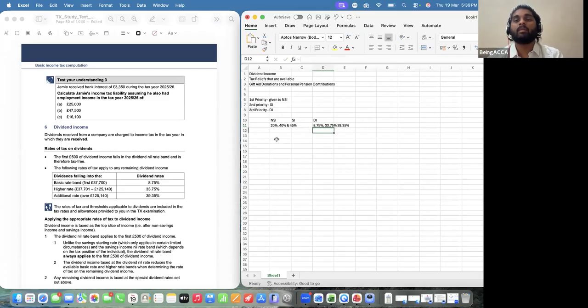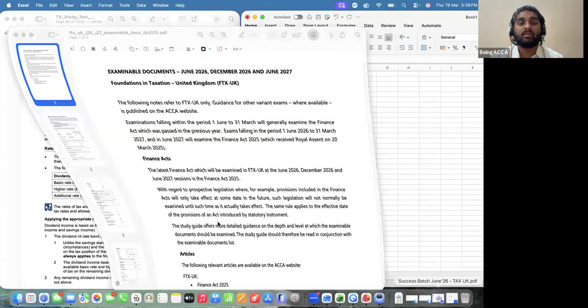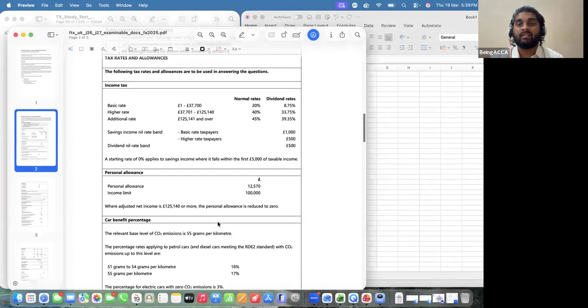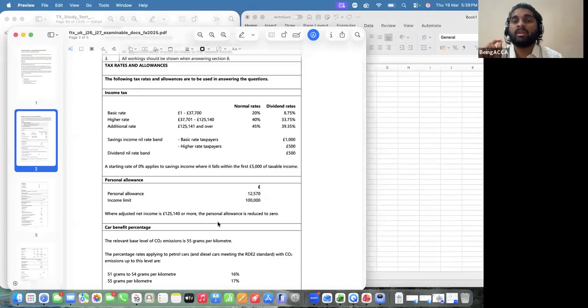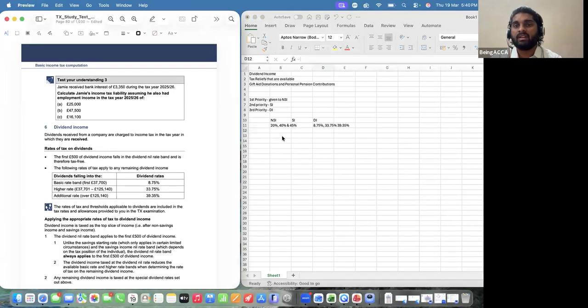You do not have to remember these percentages at all because they will be provided to you in the examinable documents. You just need to remember how to use your examinable documents, and that for dividend income, the tax rates are not the same as the normal non-savings income and savings income. If you remember this, you're at a good spot. This is about dividend income.